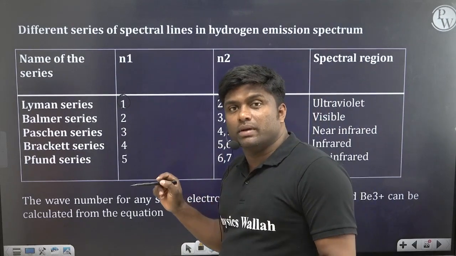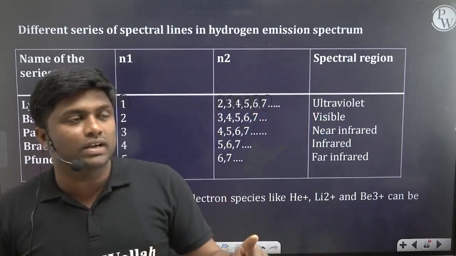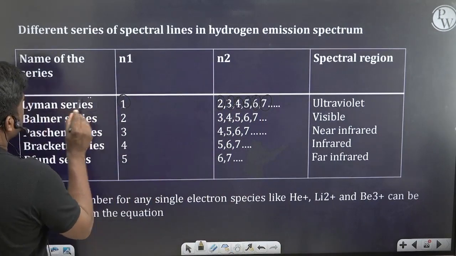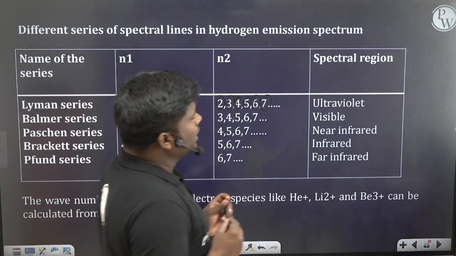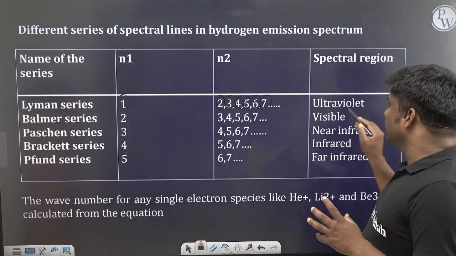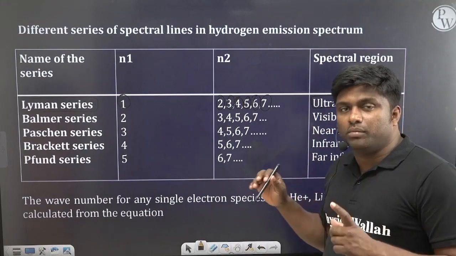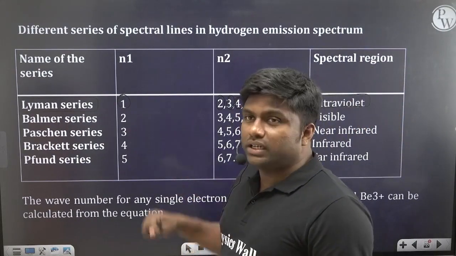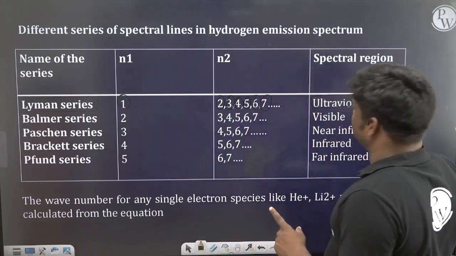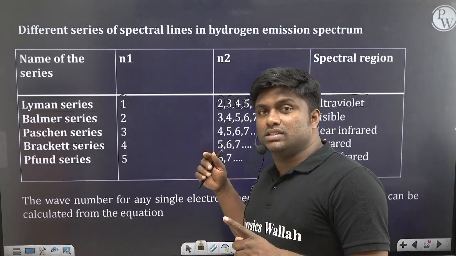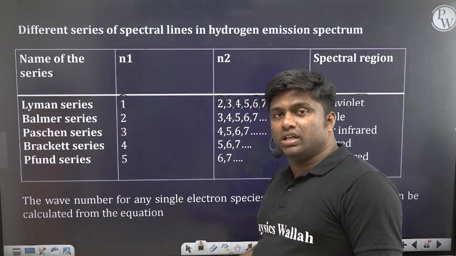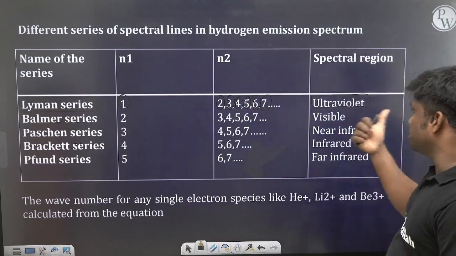Electron is coming from any higher energy level to first level. The series of lines observed is called what series? Lyman series. Okay. And what are the frequencies and wavelengths emitted by the electrons present in the Lyman series? They are equal to what? Ultraviolet radiation. The frequencies and wavelengths released by the electrons present in the Lyman series are equal to ultraviolet radiation.